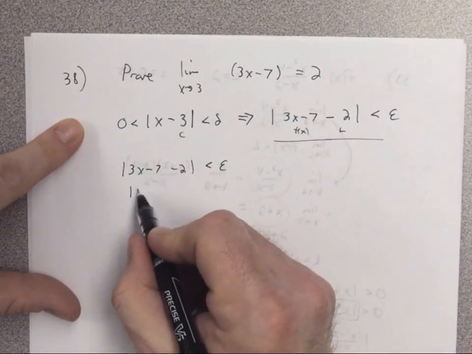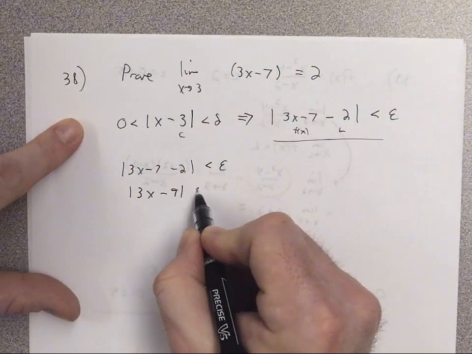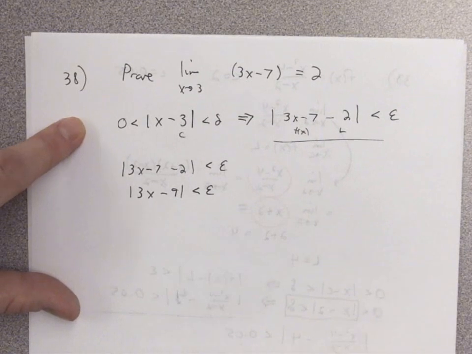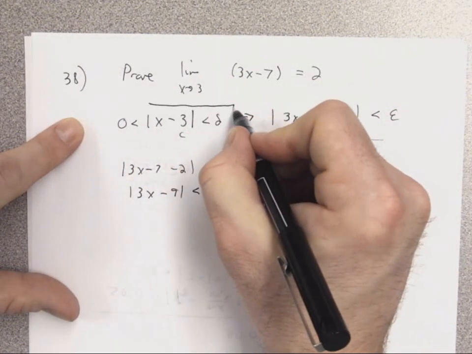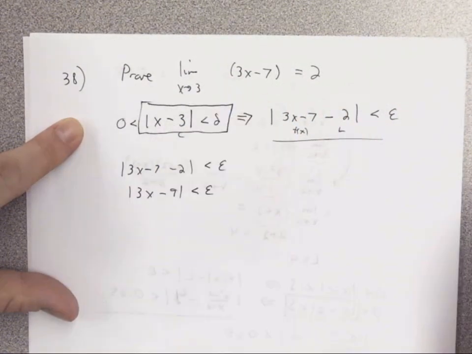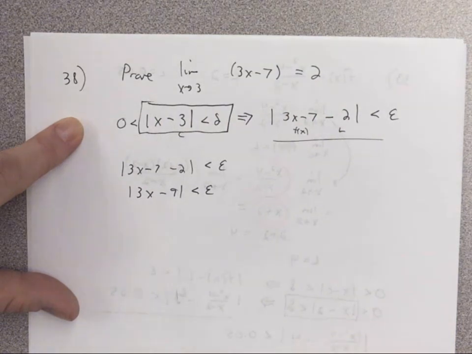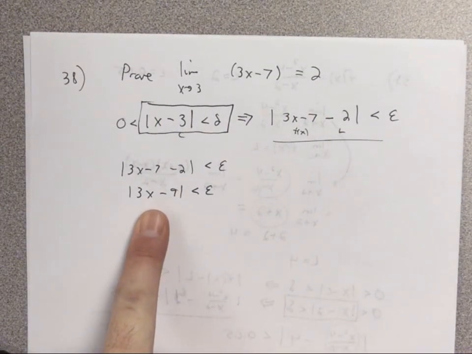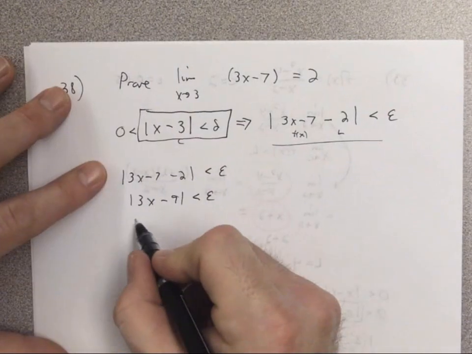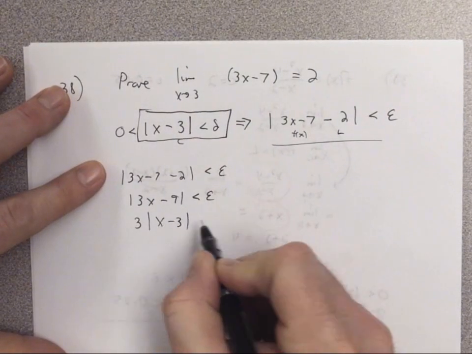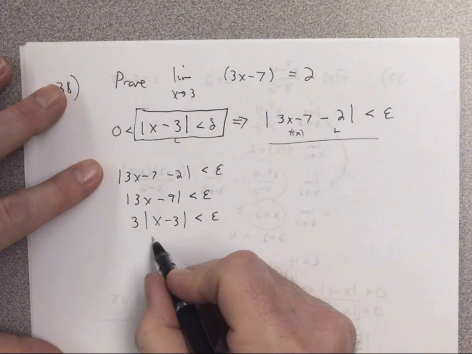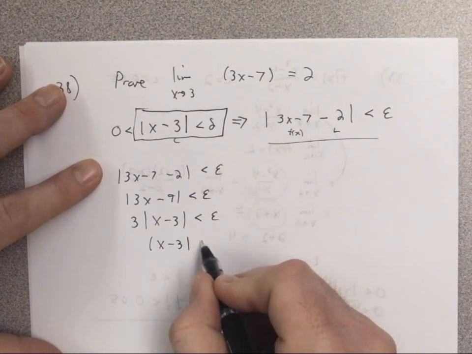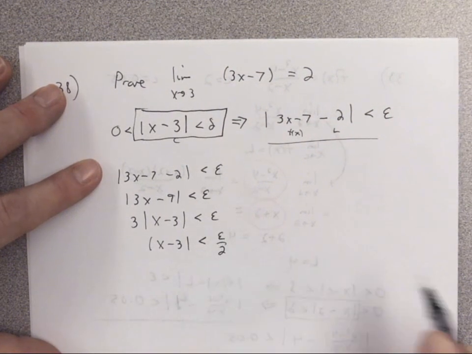When I simplify this, the absolute value of 3x minus 9 is less than epsilon. What I'm trying to do is find this expression, the absolute value of x minus 3. Is there anything I can factor out of that to get to the absolute value of x minus 3? Yeah, so I factor 3 out. 3 times the absolute value of x minus 3 is less than epsilon. So if I isolate that absolute value of x minus 3, I'm going to get less than epsilon over 3.